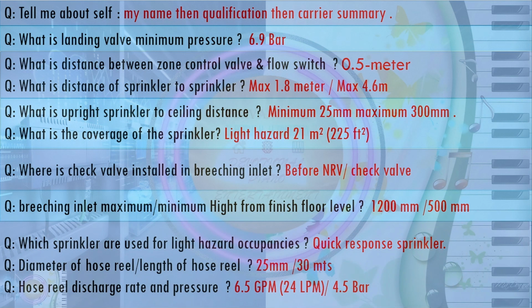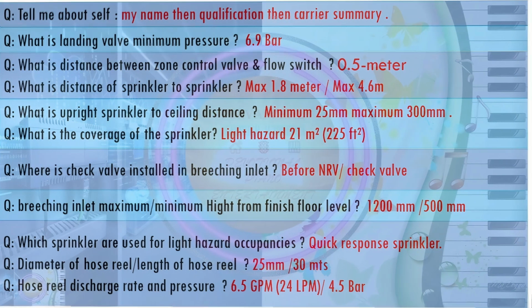Which sprinkler is used for light hazard occupancies? Quick response sprinkler. Diameter and length of hose reel: 25 mm and 30 meters. Hose reel discharge rate and pressure: that is 6.5 GPM, gallons per minute, 24 liters per minute, and 4.5 bar. That is the pressure.